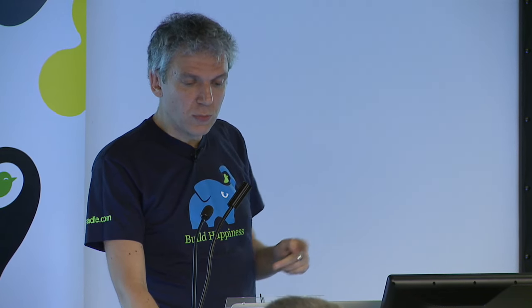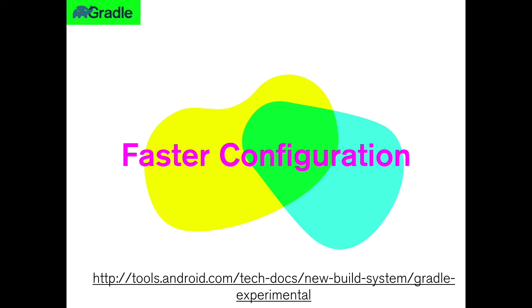This new model is already used by the experimental Android plugin. If you look at the link below, if you want to play with that, it's the new experimental Android plugin, which means it's not 2.0 alpha, it's even more alpha than that. It comes with the better, faster configuration model of Gradle, and it also uses the Gradle native plugins for the NDK support.